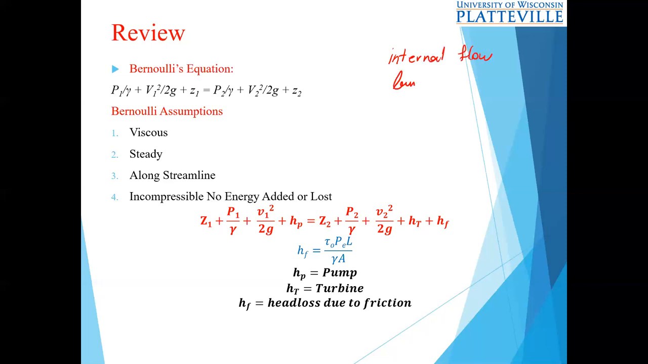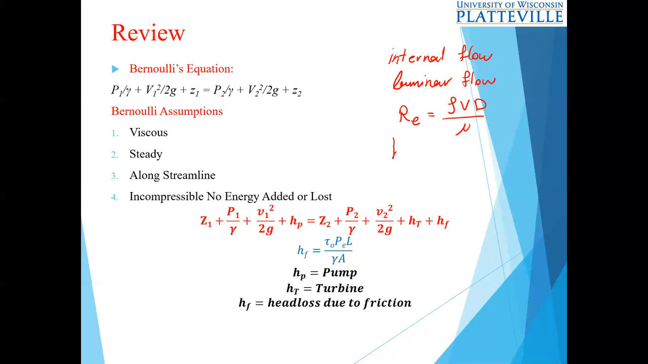and laminar flow, that if we find the Reynolds number, which is density, velocity, hydraulic diameter over absolute viscosity, we can tell if the flow is laminar, turbulent, or transitional. Reynolds number is a unitless equation.